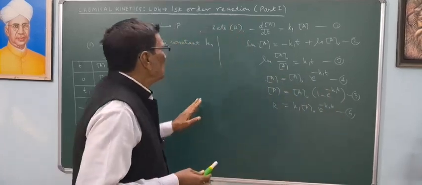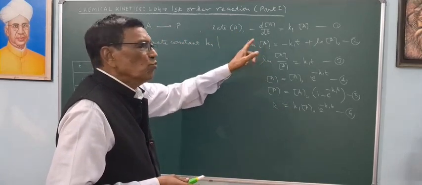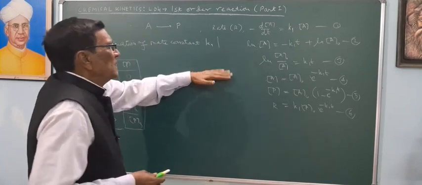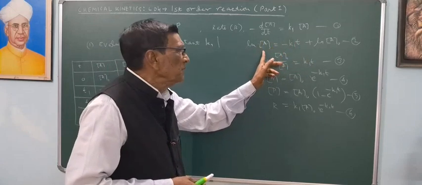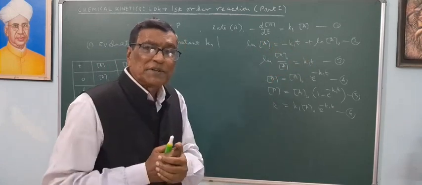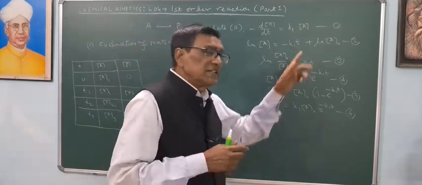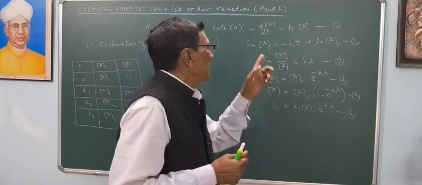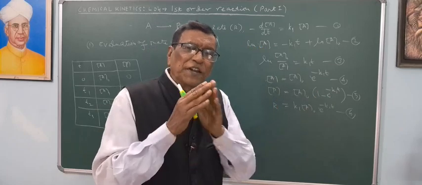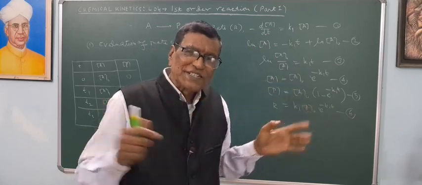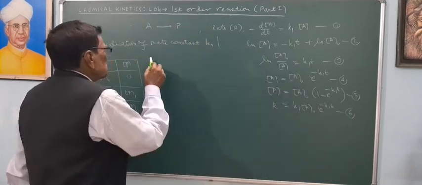So now, to find out this value of k1, let us use this equation 2. In equation 2, t is variable and concentration of A is variable. Both these two are variables, and you know t is the independent variable and ln concentration of A is the dependent variable. So the independent variable is plotted along the x-axis and the dependent variable is plotted along the y-axis. So it will be this plot.